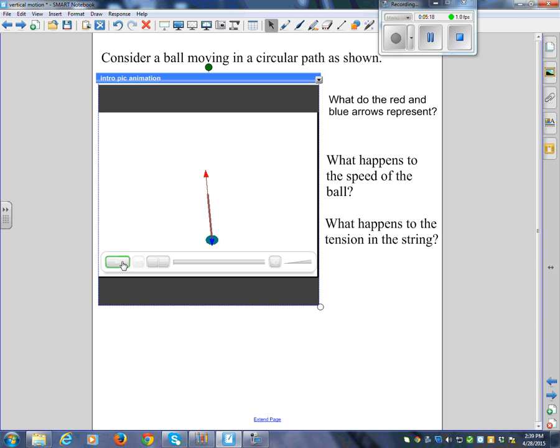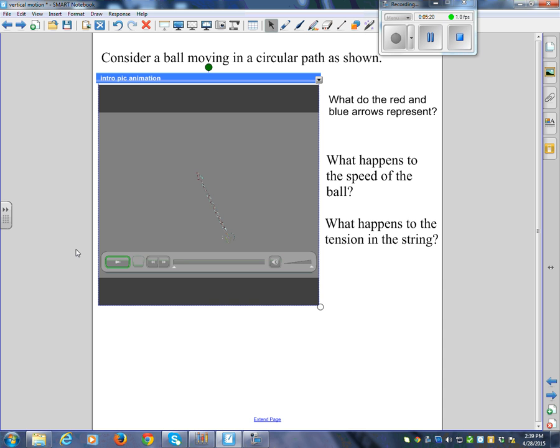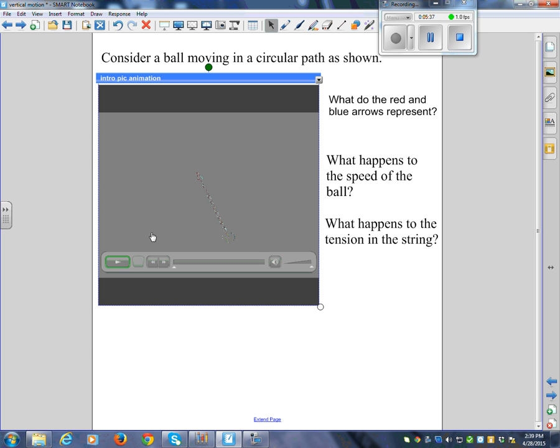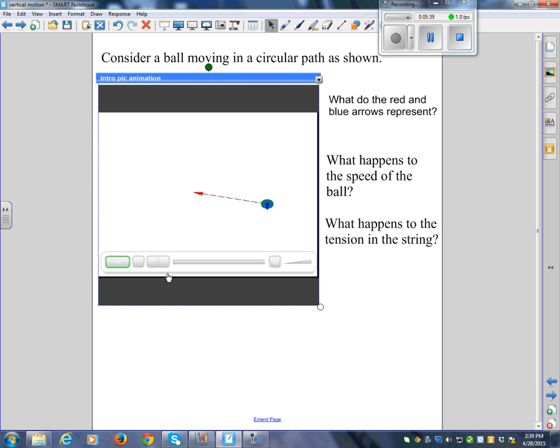You see the acceleration and tension? Which one is the tension? The red one? And the red one, what would you say about its direction? It's in, towards the center, right? And when is the red arrow the longest? At the bottom. So the red one represents the tension.